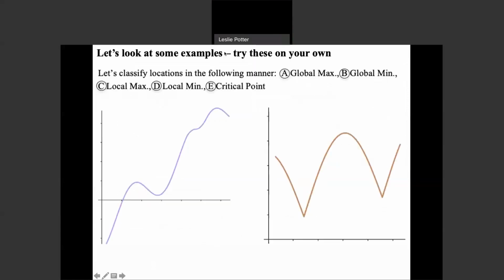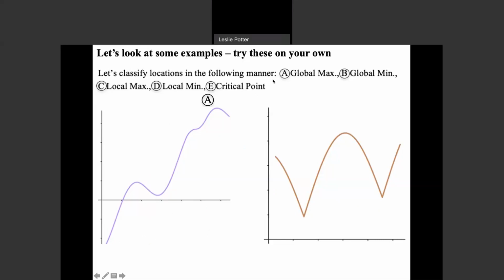So let's go ahead and stop the video, but you're going to look at these two functions, and you're going to classify locations as either global maxes or global mins, local maxes or local mins, and you're going to classify them as to whether or not they're critical points. Okay, so why don't you stop the video at that time, and in your notes try to identify and mark those locations with A, B, C, D, and E. Okay, so I'm assuming you've attempted this on your own.